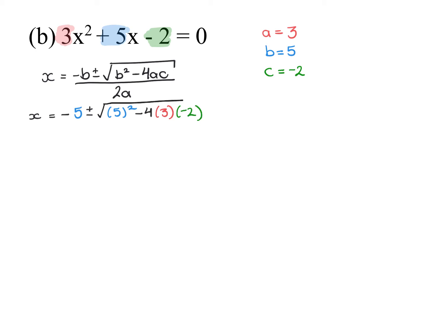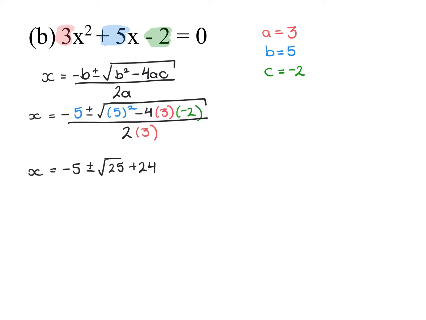Okay, let's close off the square root. Now the denominator is 2a, so 2 times bracket 3. Okay, now let's solve this even more. So leave the -5, plus minus, and 5 squared is basically 5 times 5, which is 25. And next I'm going to multiply this whole thing out together, which actually comes to positive 24.